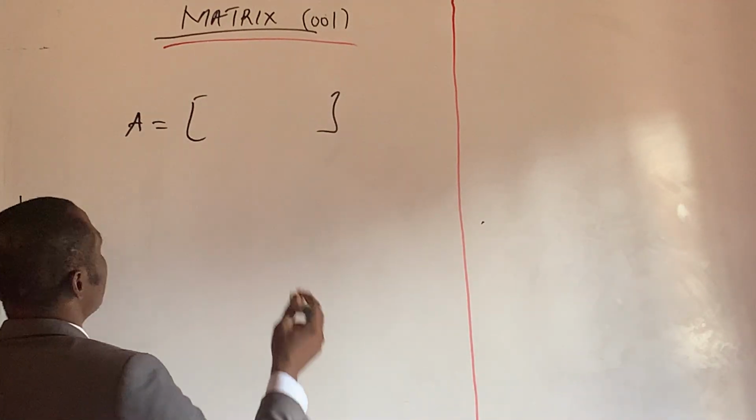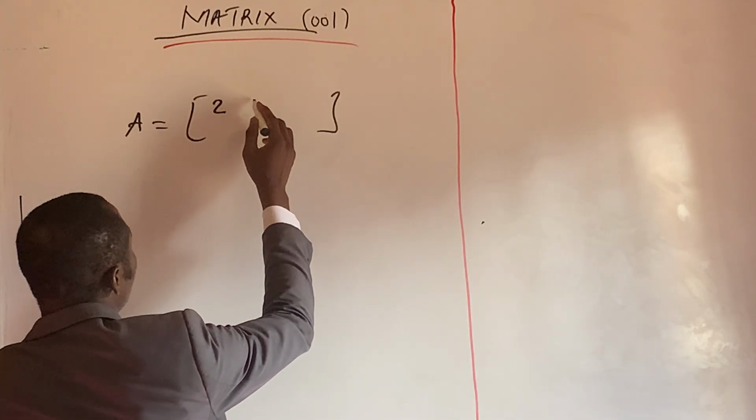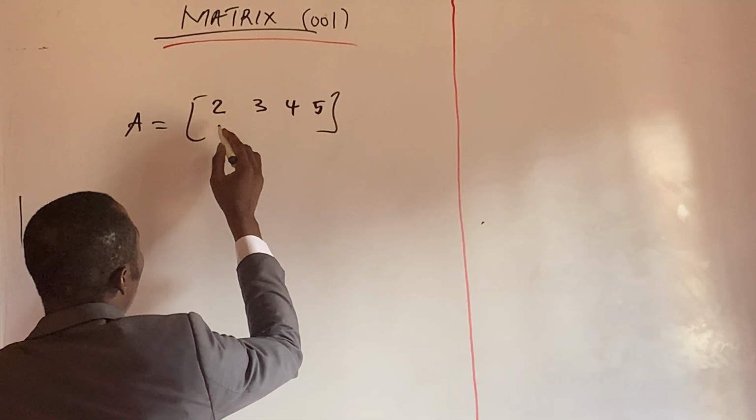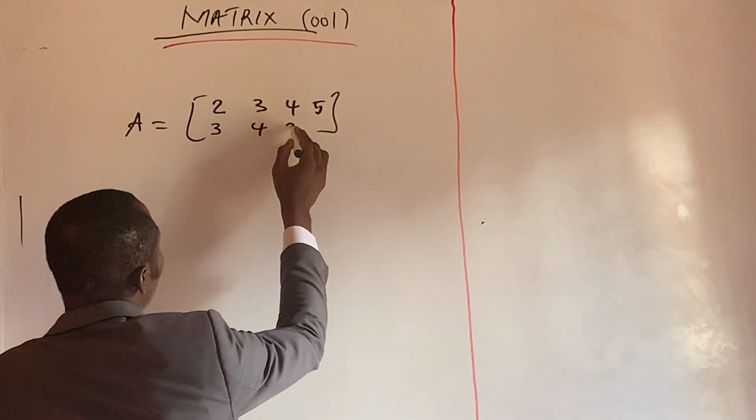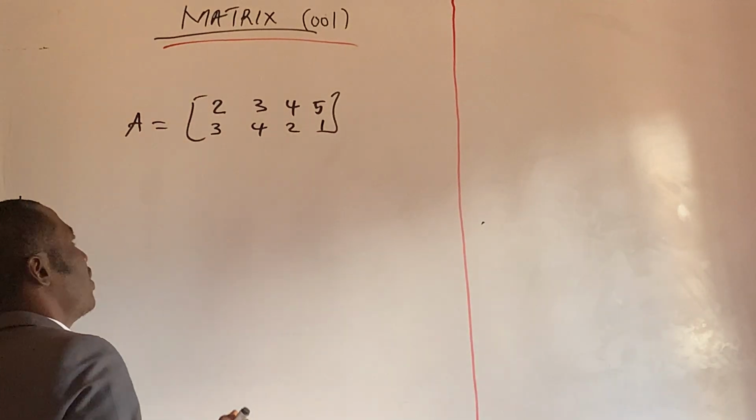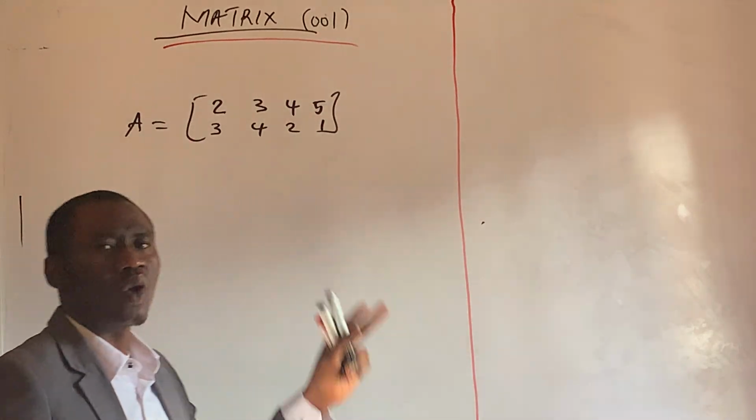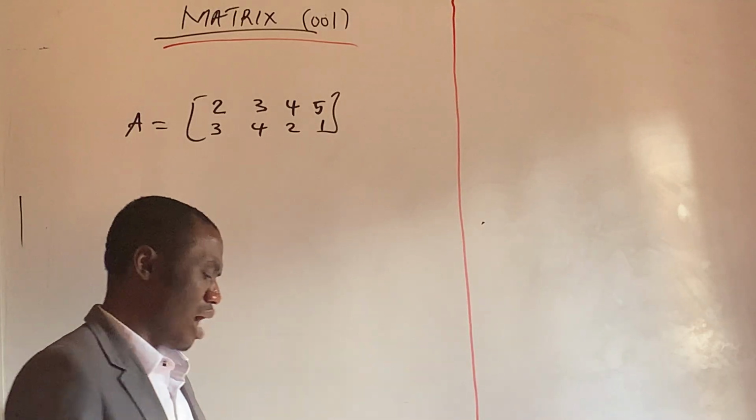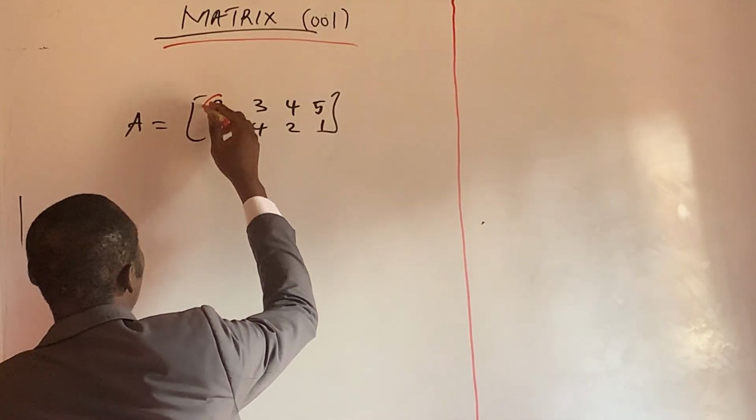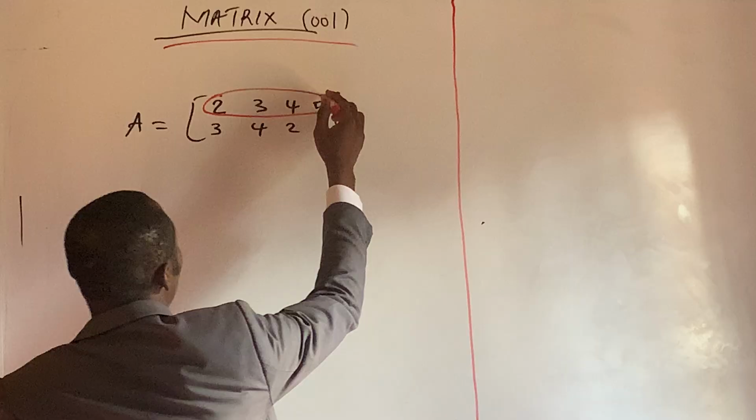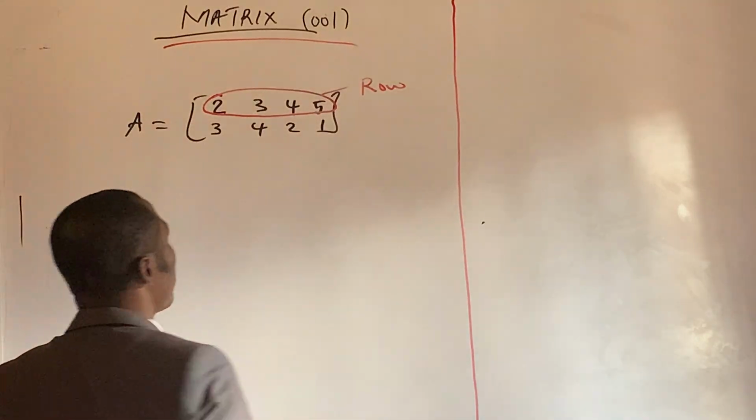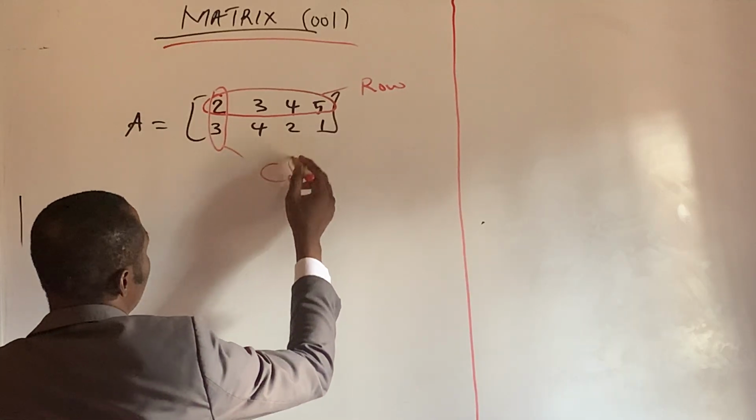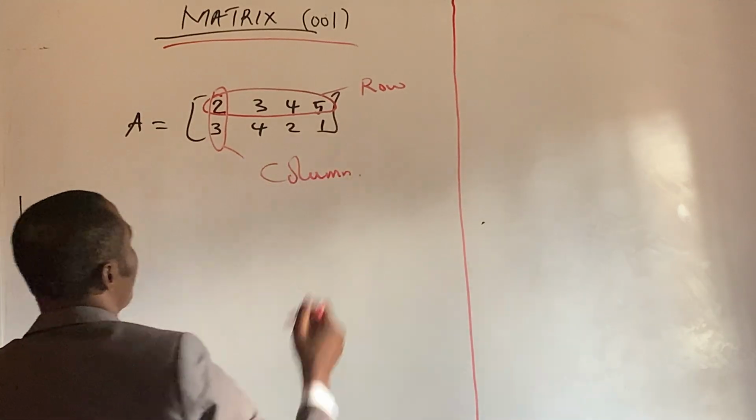Let's say we have a matrix that has 2, 3, 4, 5. We have the one that has 3, 4, 2, and 1. Now, if you look at this matrix, you'll find numbers enclosed in a rectangle or in a bracket. The first aspect of this matrix is called the row of the matrix. This aspect of the matrix is called the column of the matrix.